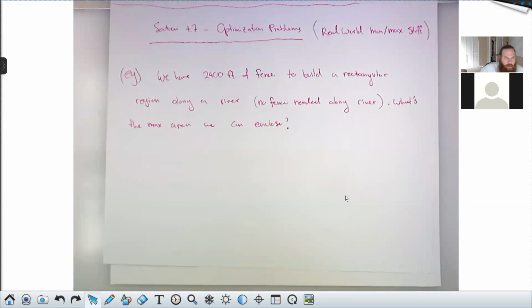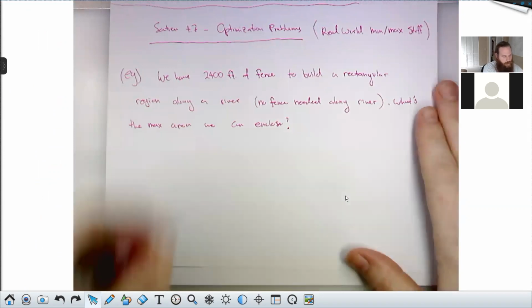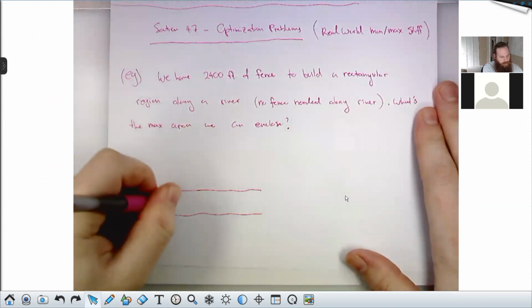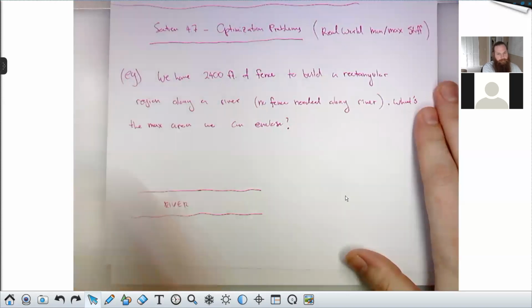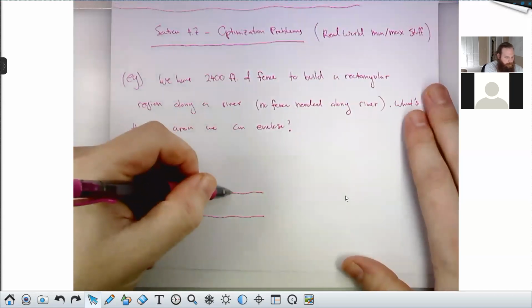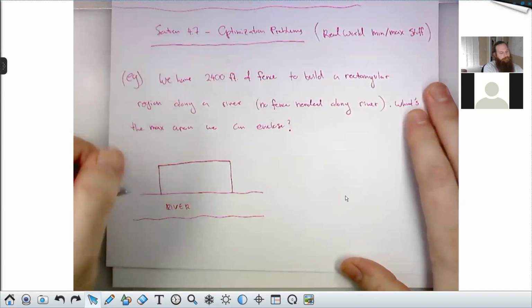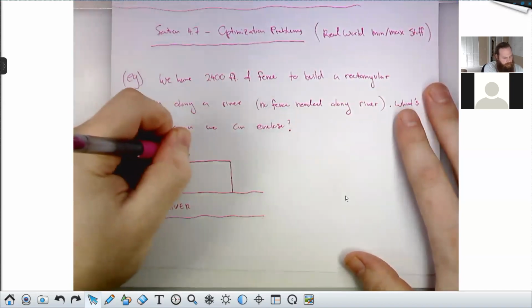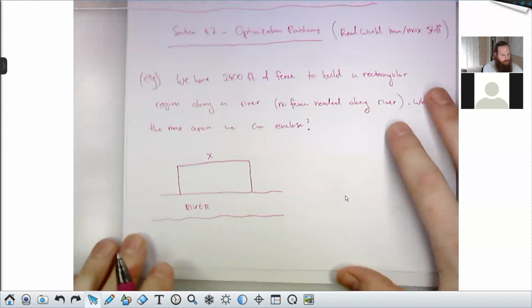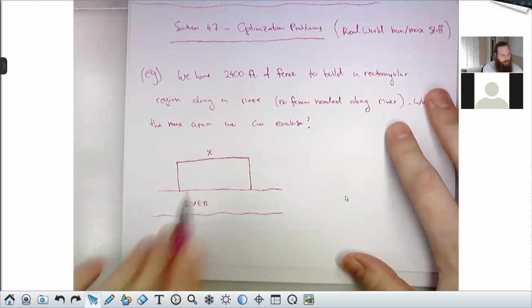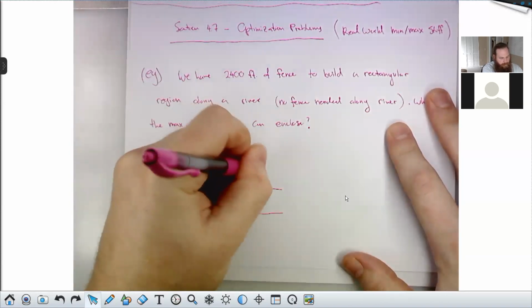All right, so I've summarized the information here. We have 2,400 feet of fence to build a rectangular region along a river. No fence is needed along the river. What's the max area we can enclose? So I'm going to draw my river. And then I'm going to imagine my little fenced in region over here. The fenced in region is a rectangular region. So this side is the same as this side, but remember I don't need fence along this side. And also this side is the same as this side.